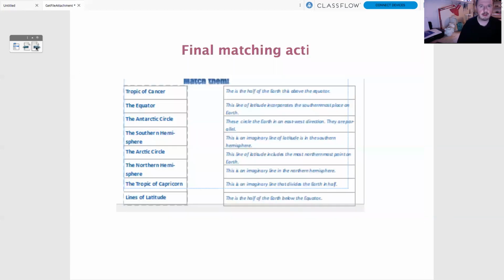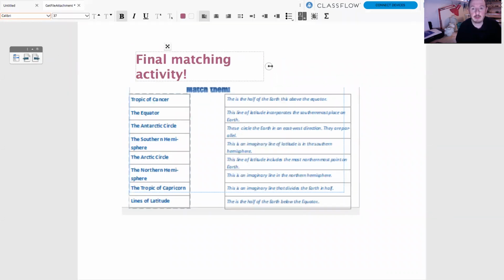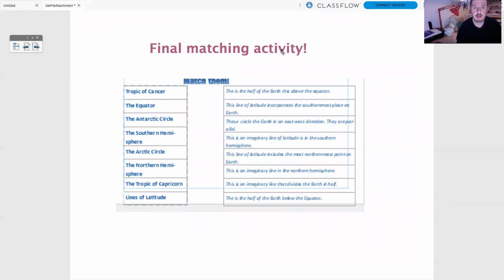All right, our final matching activity today, and then we're done. We've learnt loads. So here you've got some of these lines of latitude that we talked about. So we've got the Tropic of Cancer, the equator, the Antarctic Circle, the Southern Hemisphere, the Arctic Circle, the Northern Hemisphere, the Tropic of Capricorn, the lines of latitude.